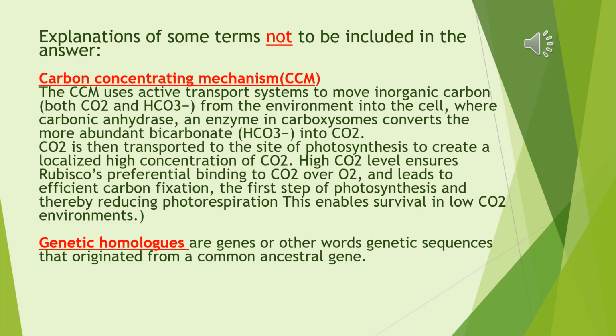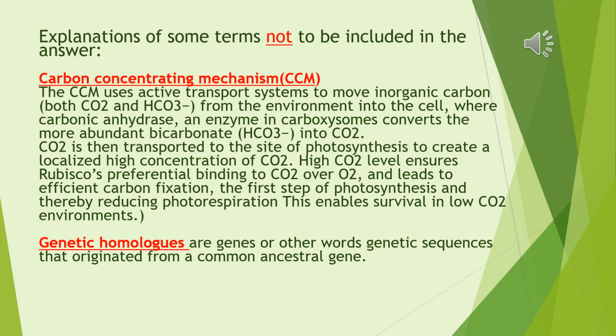Ribulose 1,5-bisphosphate is converted to hexose sugar, that is glucose. That is the first product of photosynthesis, and thereby photorespiration is stopped. This enables survival in low CO2 environments. So this is all about, for now, carbon concentrating mechanism, or CCM.